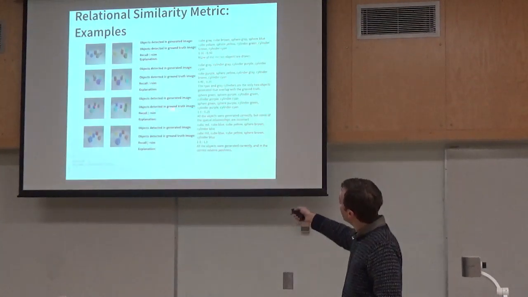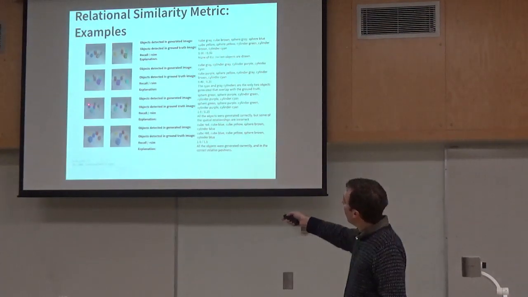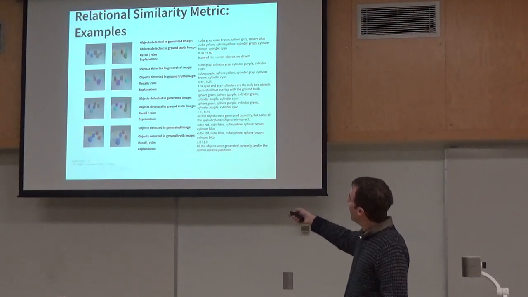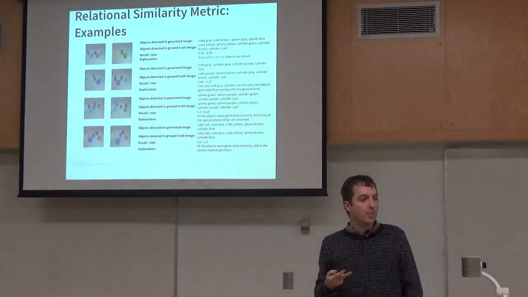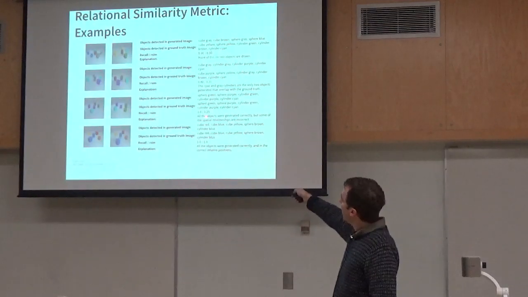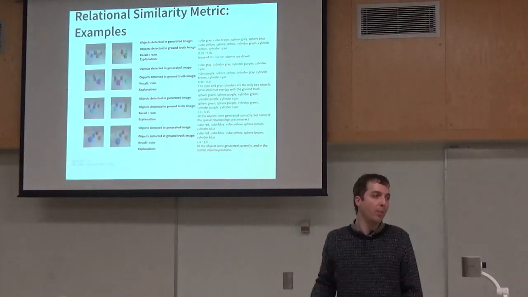And then in this scene, basically you have all of the objects matching up between the generated scene and the ground truth, but some of the spatial relationships are incorrect. So that leads to a recall of 1 and a relative similarity of 0.25.